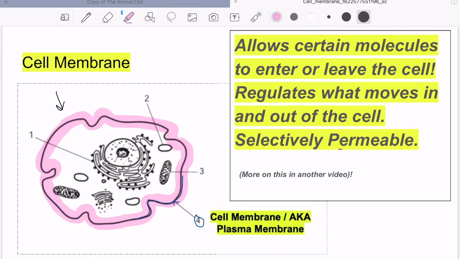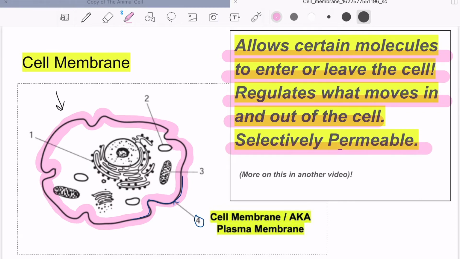Now, what does it do? What is its function? It allows certain molecules to enter or leave the cell, regulates what moves in and out of the cell. We also say that it's selectively permeable, meaning that things can move through it.